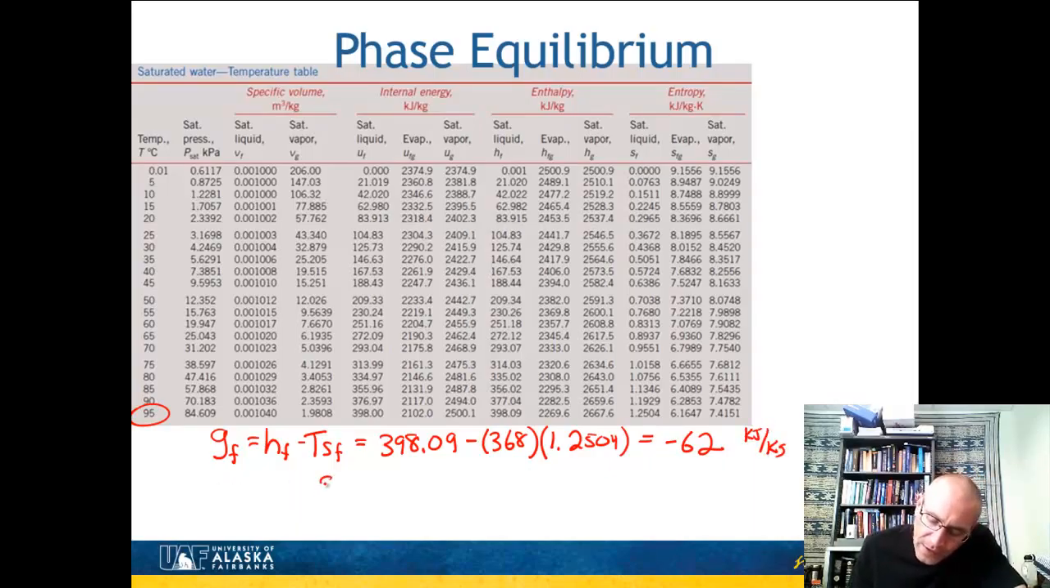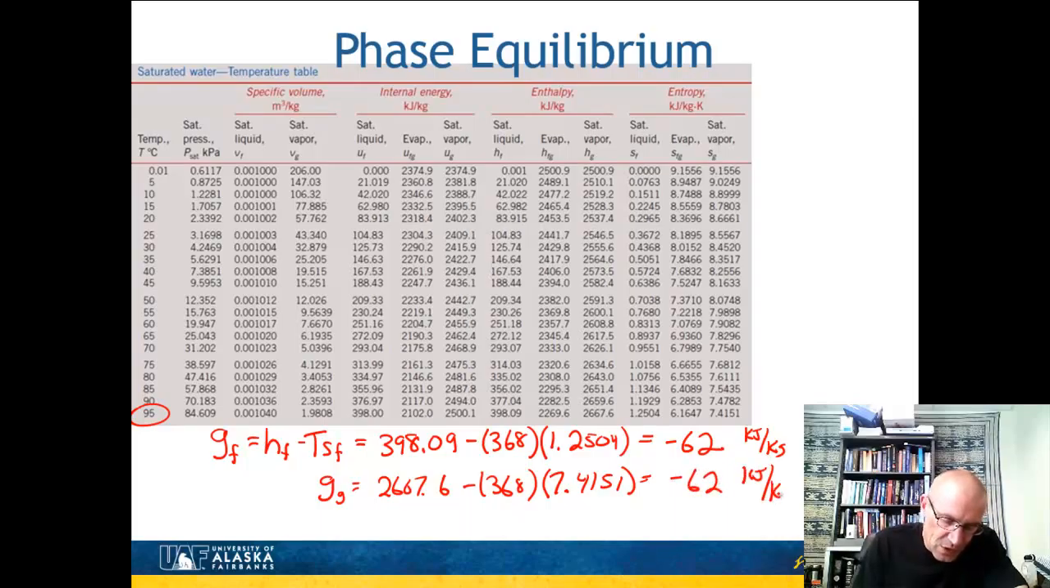Now I can calculate what g of the vapor phase is, or g sub g. That's going to be 2667.6, much larger if it's in the gas phase. Temperature is still 368. I'm comparing them at the same temperature. Its entropy is much larger as well. It's in the vapor phase, 7.4151. If I do that arithmetic, it comes out to about 62 kilojoules per kilogram. So all I did was verify that yes, g f is equal to g g when I have one component in two different phases.